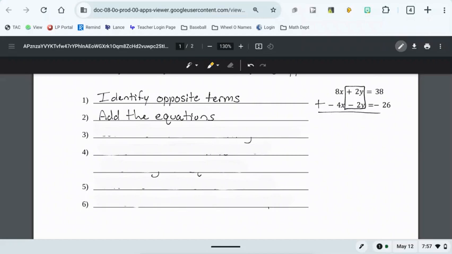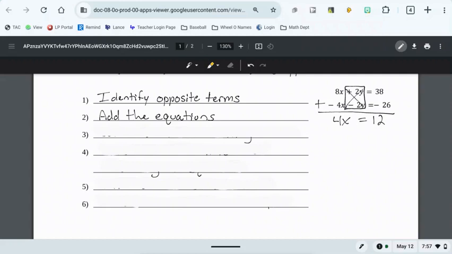Step 2, add the equations. The reason they're nicely lined up with the x's on top of each other and the y's on top of each other is because now we're going to add them, and you can only add like terms. So we add the x's with the x's and the y's with the y's. 8x plus -4x gives us 4x. The positive 2y plus the -2y cancels out. And then we have 38 plus -26, or 38 minus 26, is 12.